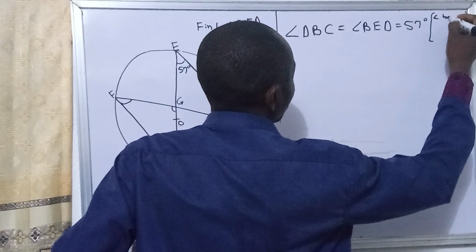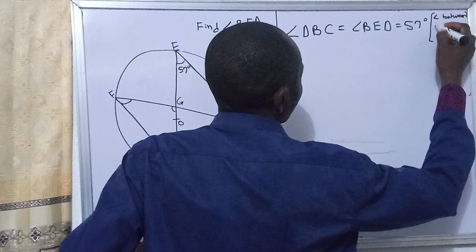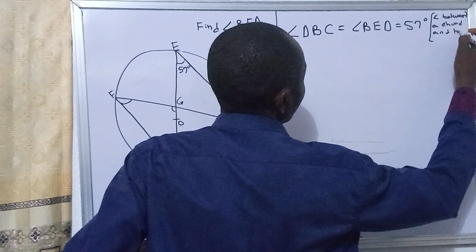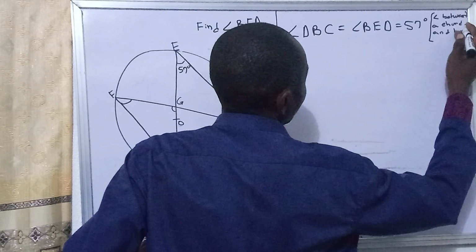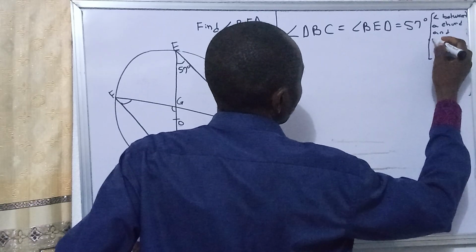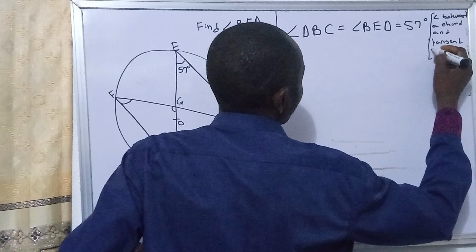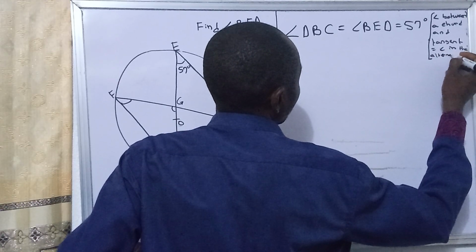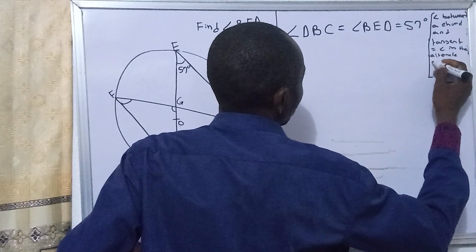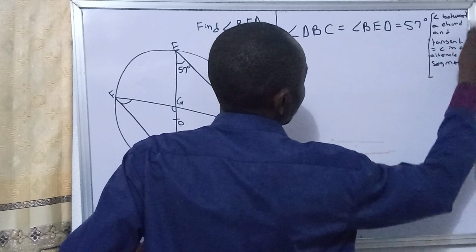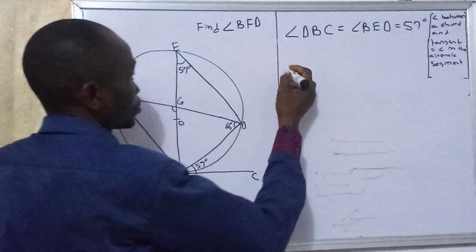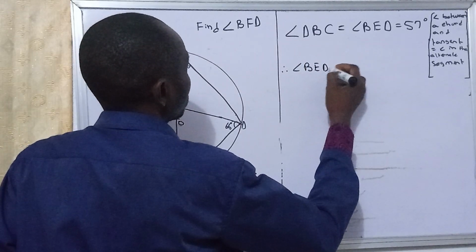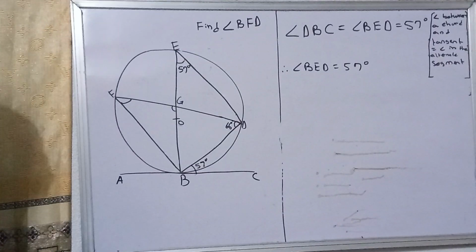So put your theorem. It says that the angle between a chord and a tangent at the point of contact equals the angle in the alternate segment. So therefore angle BED equals 57 degrees. Right? So we have gotten that.